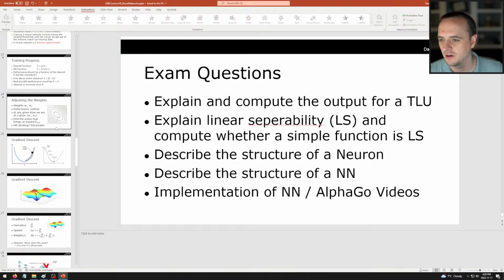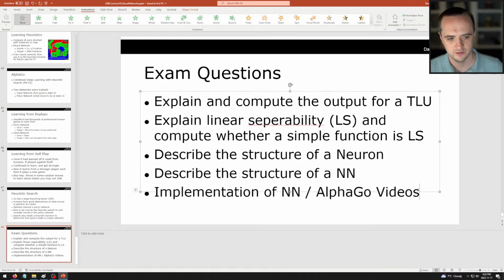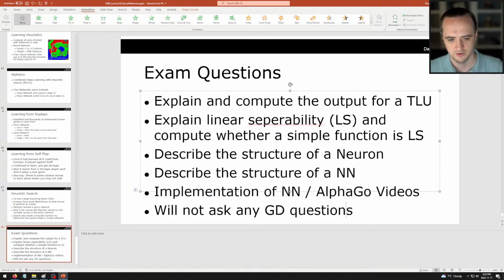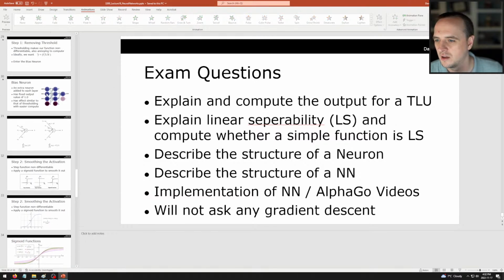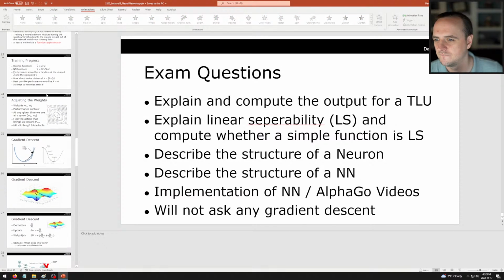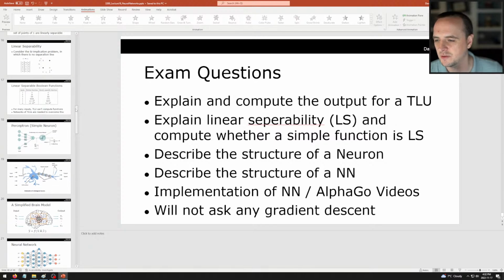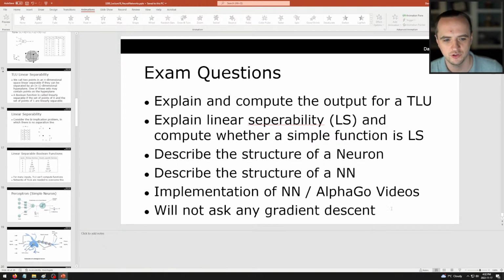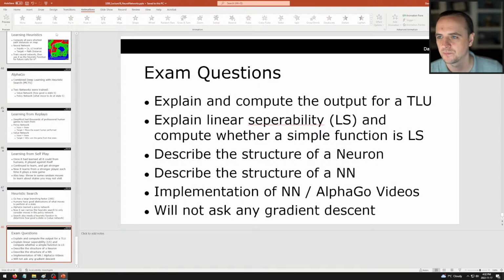What else could I ask you here? I will not ask any gradient descent questions. Yeah, I'm not asking anything about gradient descent or backpropagation, and I think that's good enough. So I could ask these on an exam.